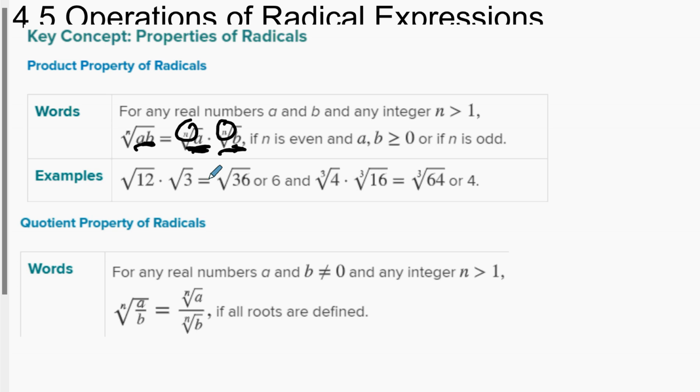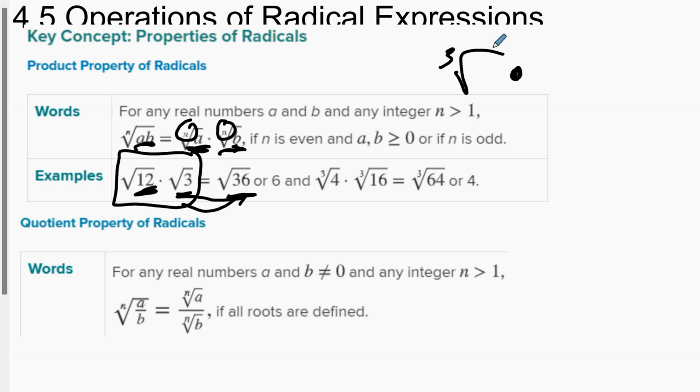For instance, I could take the square root of 36 and separate that into the square root of 3 times the square root of 12. Or I could go the other way, take two square roots and multiply them. I can multiply roots when they're the same type of root, so both cube roots or both fourth roots. I can multiply their radicands, what's inside the radical sign, and I also could separate them too.